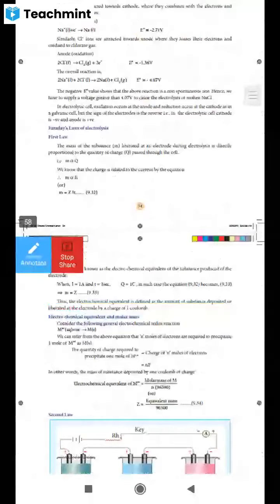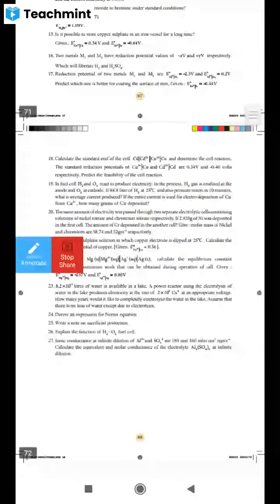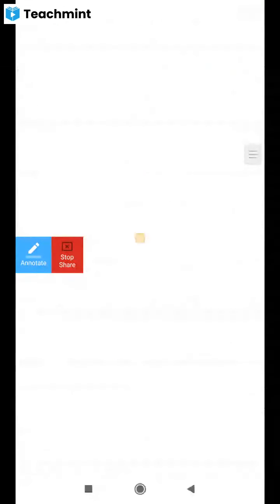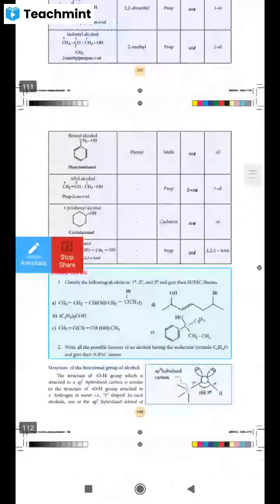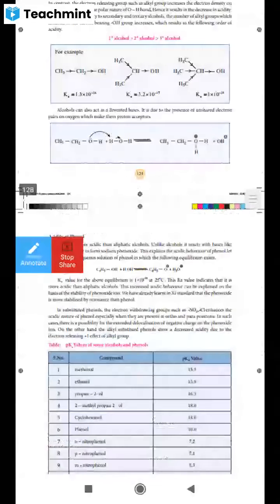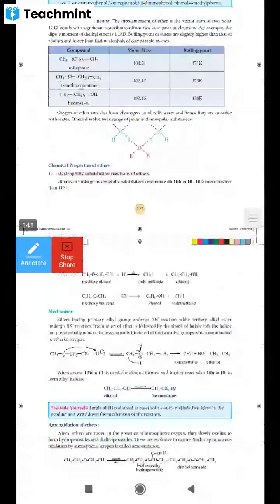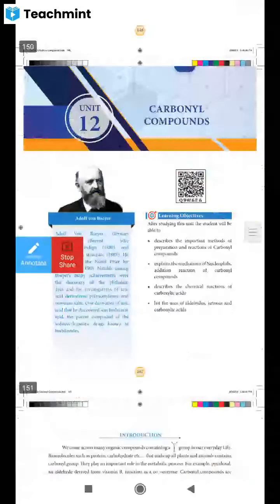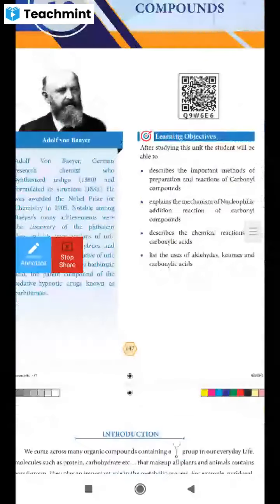So today we are going to see lesson 12, carbonyl compounds.